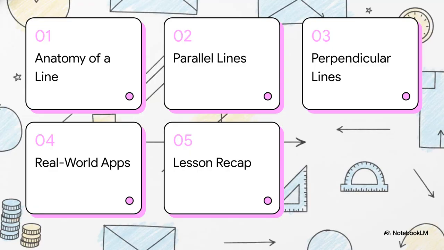are. Here's our roadmap for the lesson. First, the anatomy of a line. Second, guarantees of parallel lines. Third, guarantees of perpendicular lines. Fourth, real-world linear applications. And finally, a quick lesson recap and takeaways. Let's get right into it.